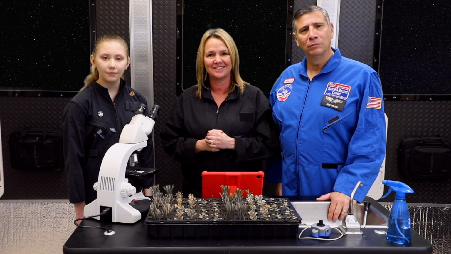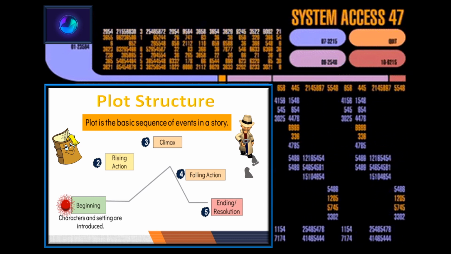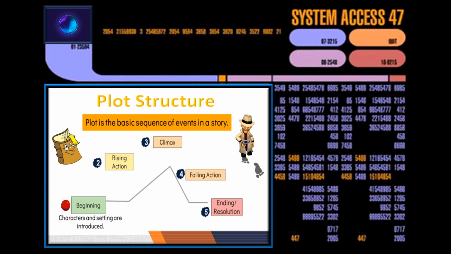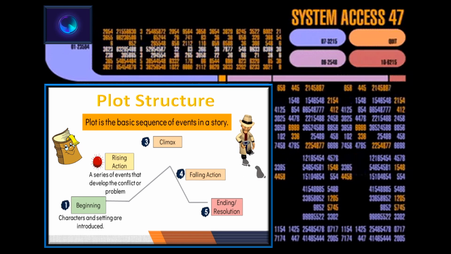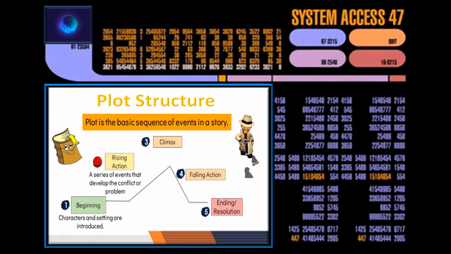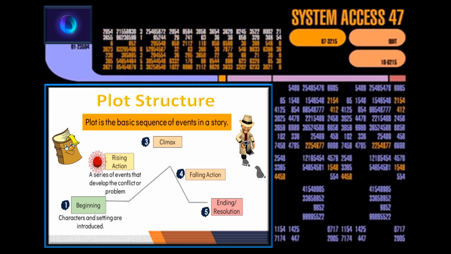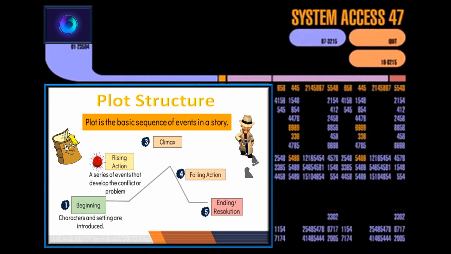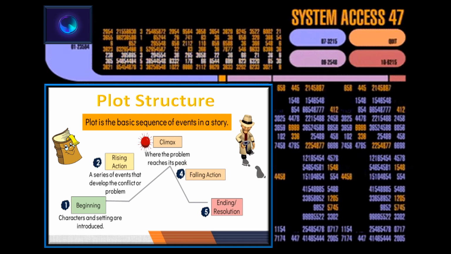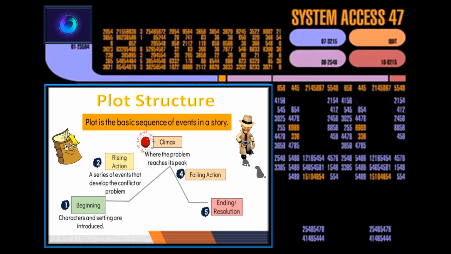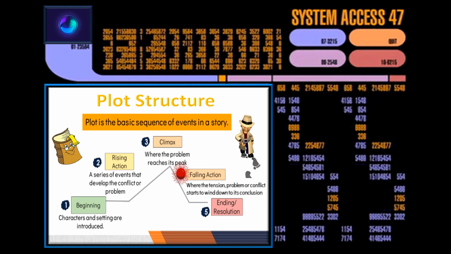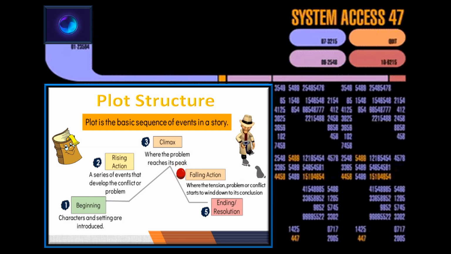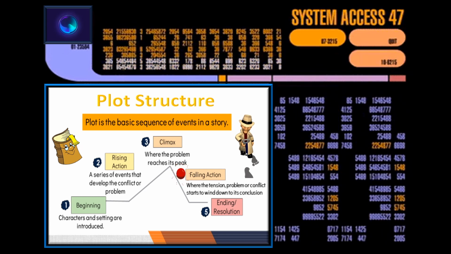Yes, Professor Chandra. A plot structure consists of the beginning of the story where the characters and setting are introduced, the rising action in which a series of events occur that develop the conflict, tension, or problem within the story. The climax is where the tension, problem, or conflict reaches its peak. The falling action is where the tension, problem, or conflict starts to wind down to its conclusion.